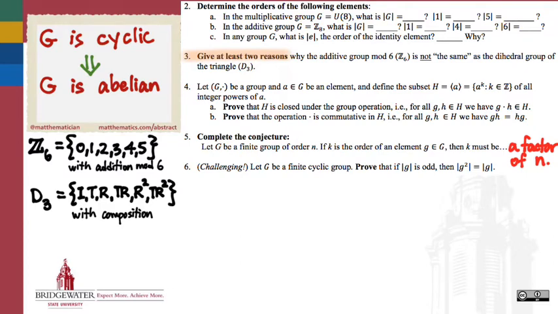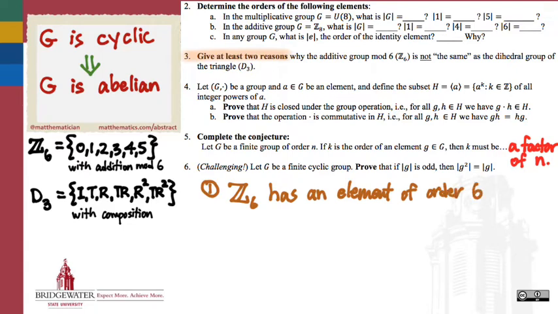So some team, I have to call you all teams because groups are these things, your teams. Give me 1 reason why these 2 groups are different. Yeah, Kelly. The group of integers mod 6 has an element of order 6, and in the dihedral group of the triangle, none of the elements have order 6. Great.